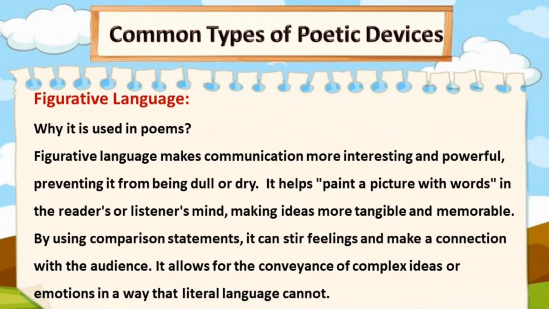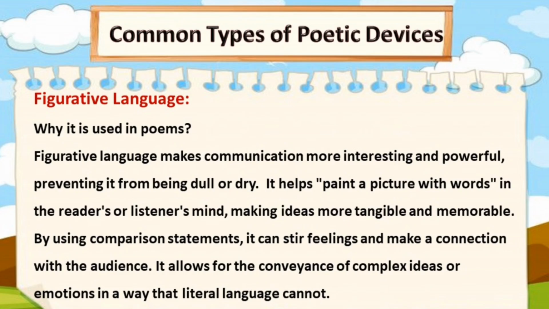Now let us see some common types of poetic devices. They are figurative language, sound devices, and structural devices, which are commonly used in poems by poets. Now we are going to see figurative language and why it is used in poems. Figurative language makes communication more interesting and powerful, preventing it from being dull or dry. Means it prevents the poem from being dull or dry.